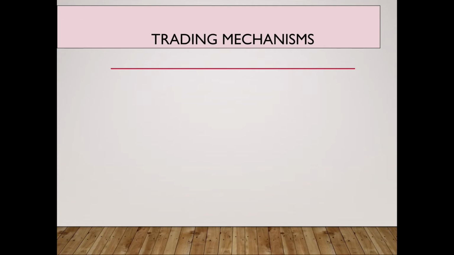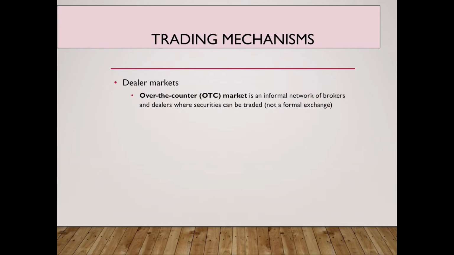Okay, so now on to trading mechanisms, or trading systems. An investor who wishes to buy or sell shares is going to place an order with a brokerage firm. Now, these brokers have several avenues by which they can execute that trade. The first trading mechanism, or trading system, is what is called a dealer market.